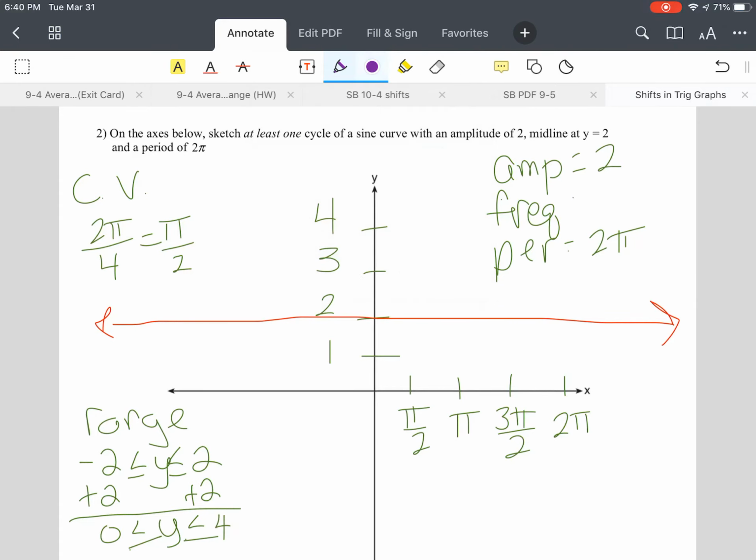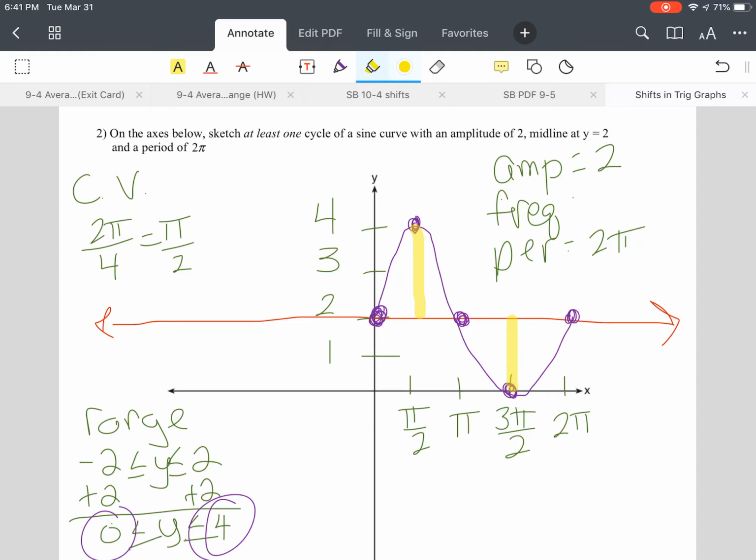So it's a sine curve, so it starts at the midline. Then at the first critical value, it goes up to the highest, which in this case is 4. Then back to the midline at the next critical value. Then back to the lowest, which in this case is 0. Then back up to the midline. And it says sketch at least one cycle, so we'll just do one. And that makes sense. It has a period of 2 pi. It ended at 2 pi. I do want to point out that the amplitude is 2. From the midline to the highest is 2, or the midline to the lowest is 2.